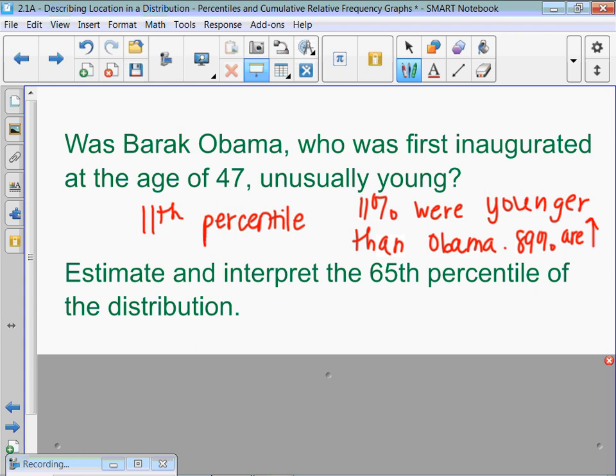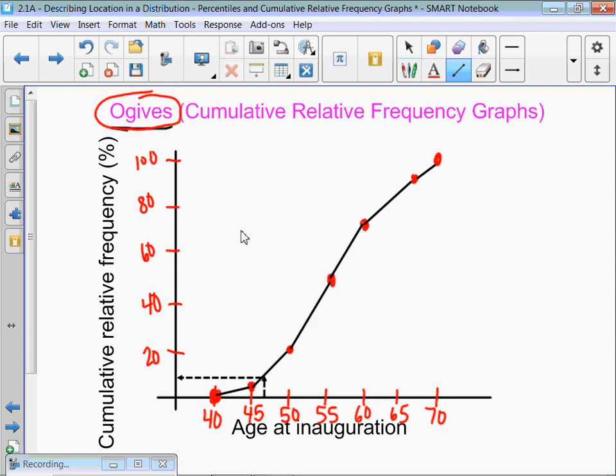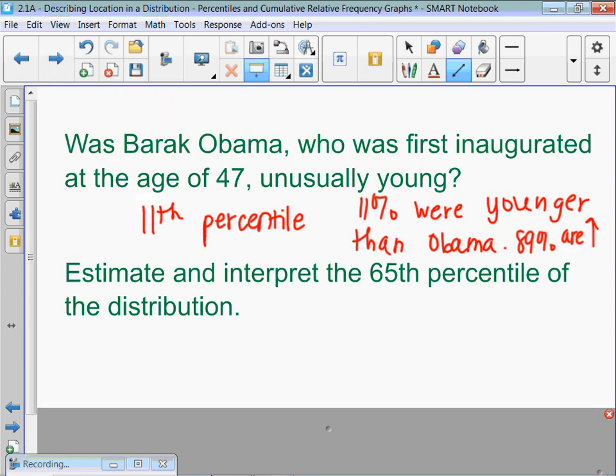Now let's go the other way. So we started with age, and we found percentile. Now we're going to estimate and interpret the 65th percentile of the distribution. So if I want the 65th percentile, you got to go over here. This is 70, so this is maybe 65. Start with your percent and drop your straight line down. And that should be about 58. And that's an age now that we found. Okay, we started with percent, so now I'm going to an age. So estimate and interpret, be sure you do that, the 65th percentile. So that would be age 58.